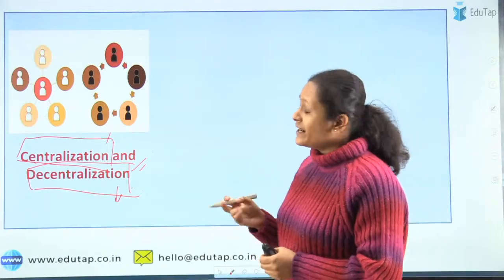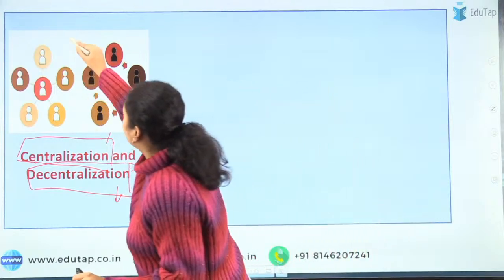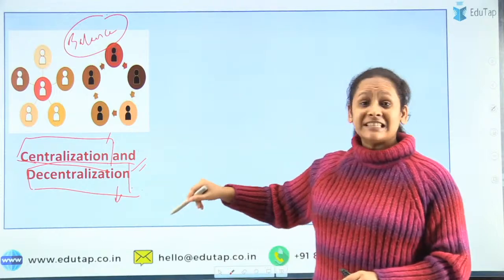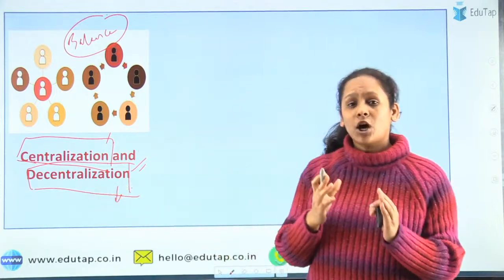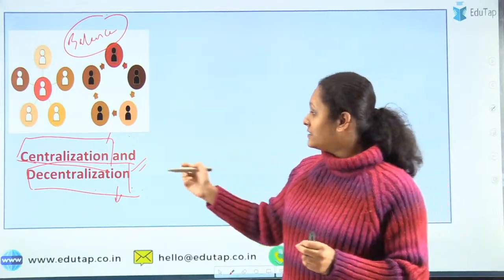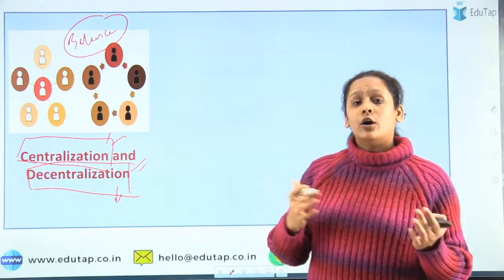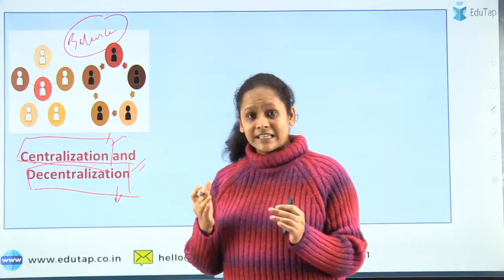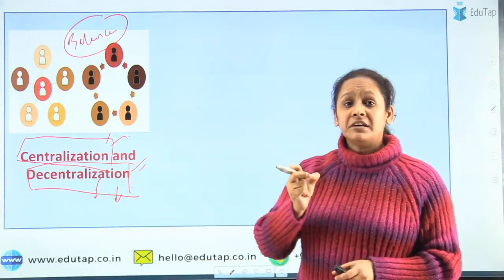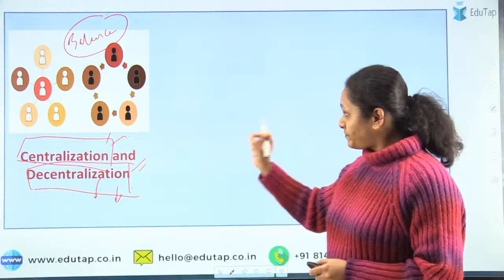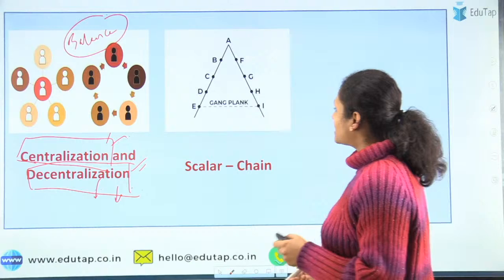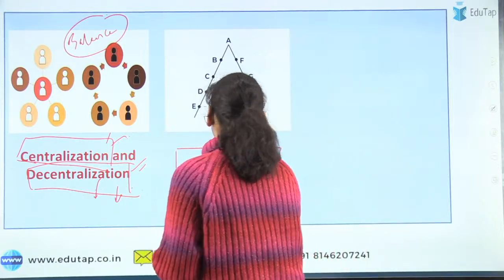Okay? So what did Henry Fayol say? Henry Fayol said that there should be a perfect balance between centralization and decentralization. The organization should not work in such a way that it is highly centralized, or on the opposite side, highly decentralized. He said that there should be a proper balance between both of them. Now let us understand the next principle. The next principle is known as scalar chain.